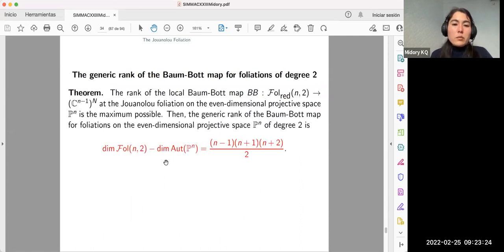To be more specific, if we see the general foliation of degree 2, we obtain that it's generic. We obtain that the rank of the Bott map at the general foliation is this number. So we had an upper bound, and now the general foliation attains the upper bound. So in general, the rank of the local Bott map is this upper bound, the upper bound given before.